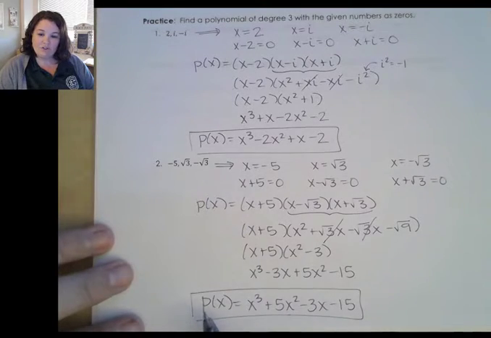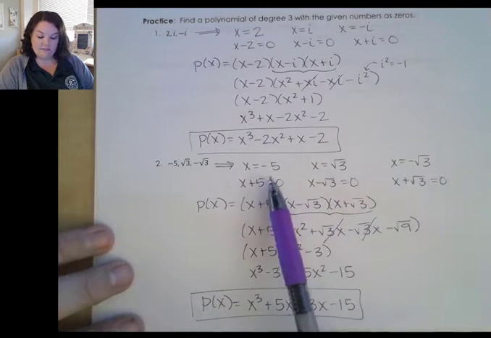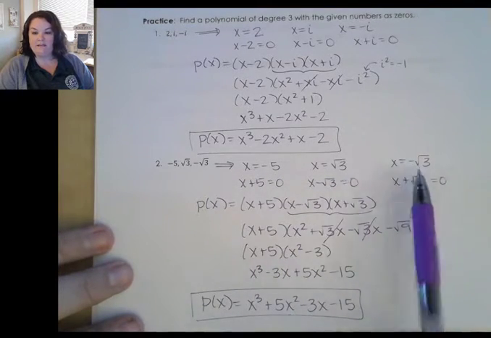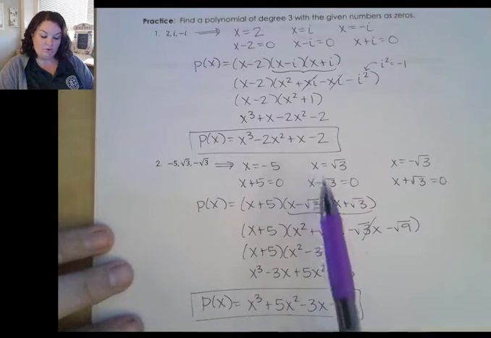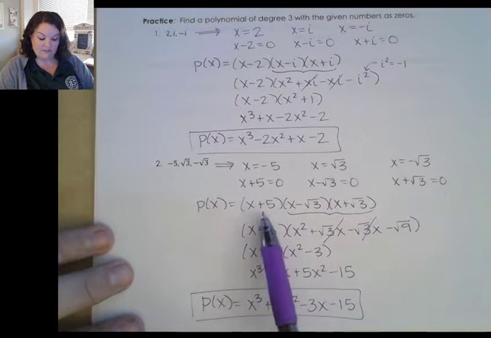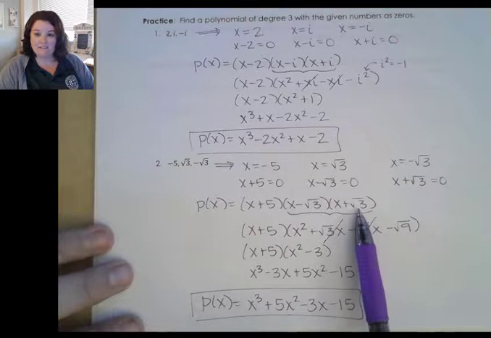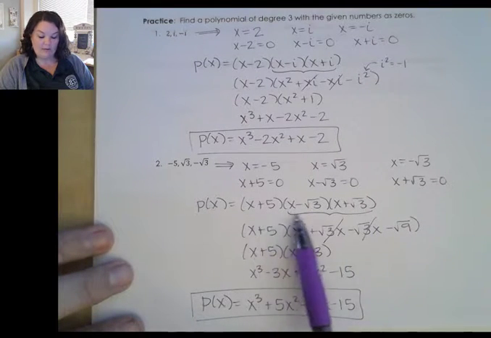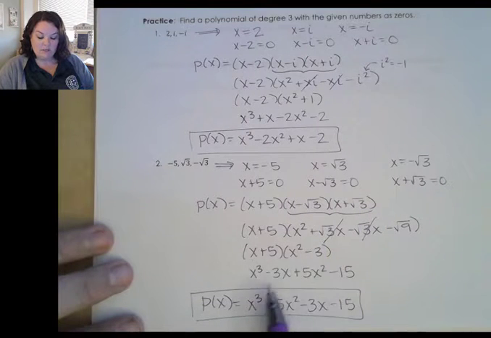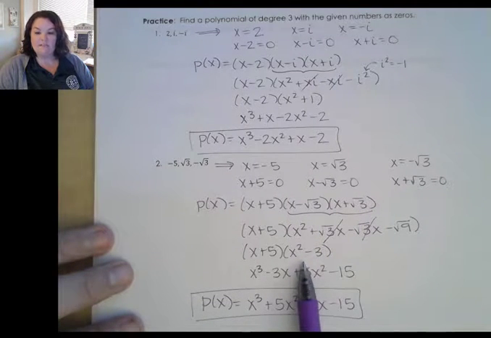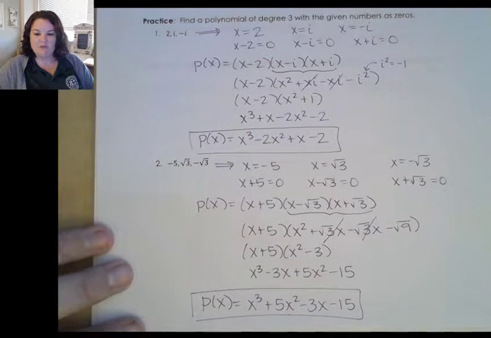The same thing on number 2. You're given three zeros: negative 5, square root of 3, and negative square root of 3. When you move those over, they result in the factors x plus 5, x minus square root of 3, and x plus square root of 3. And then you want to go ahead and distribute those out, and that will simplify down to x squared minus 3. And then we can go ahead and distribute those last two quantities.